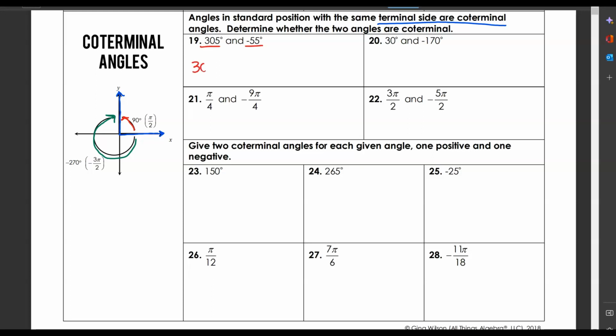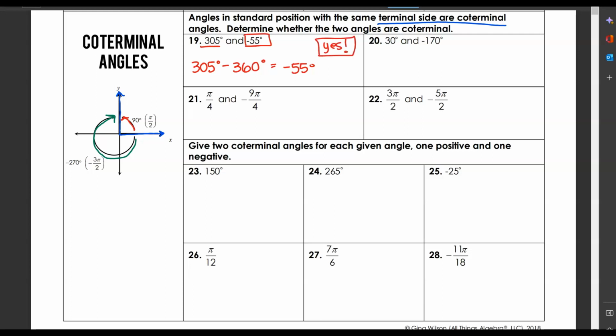So we're going to start off with 305, which is that first angle. We're going to subtract 360 degrees. And we want to know, from 305, how much more do we need to get to 360 degrees? So when we do that subtraction, notice that we do end up with negative 55 degrees, which is the other angle we were trying to assess. So that means, yes, these are coterminal angles.